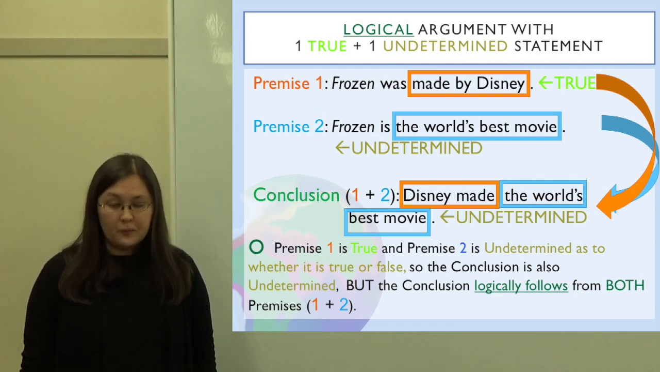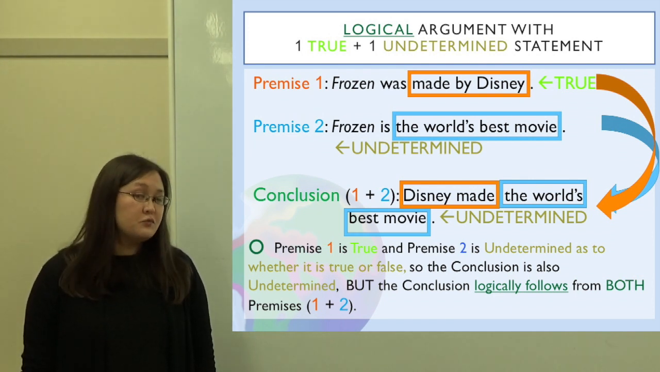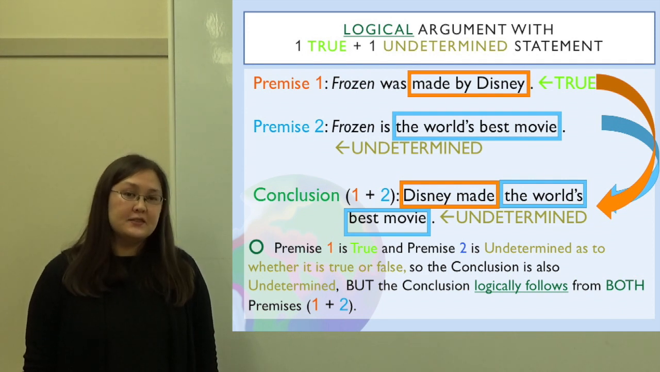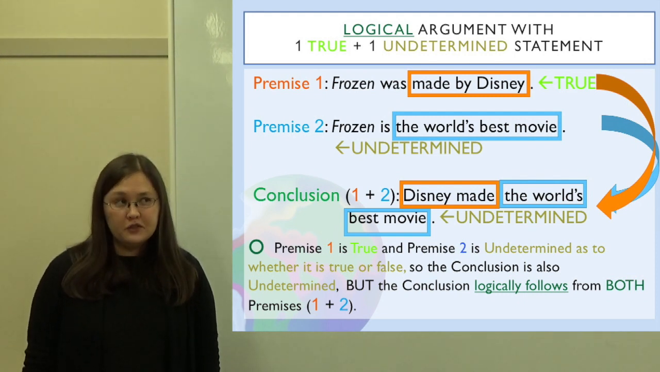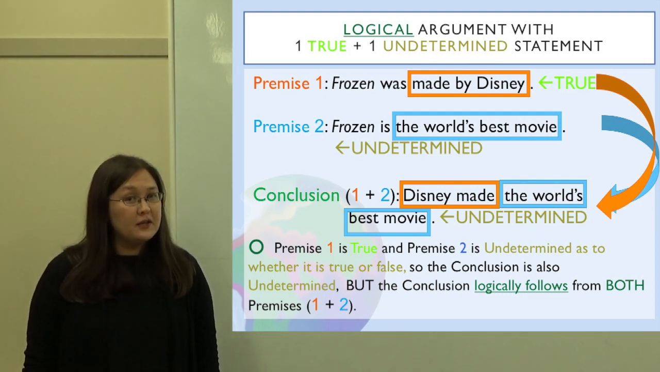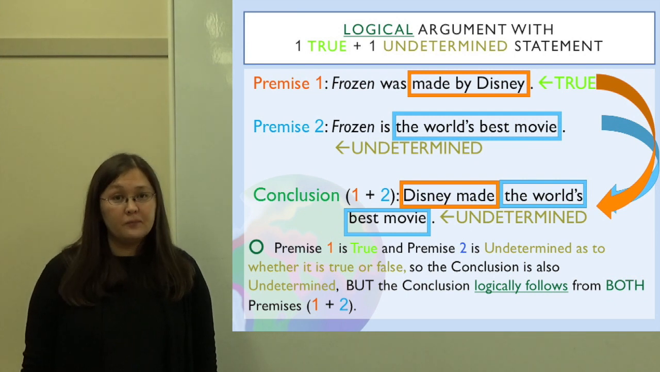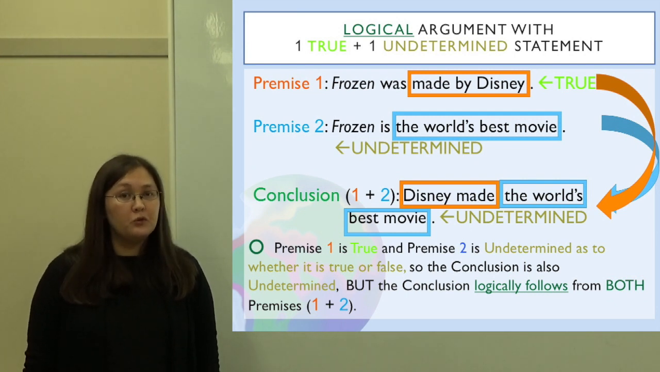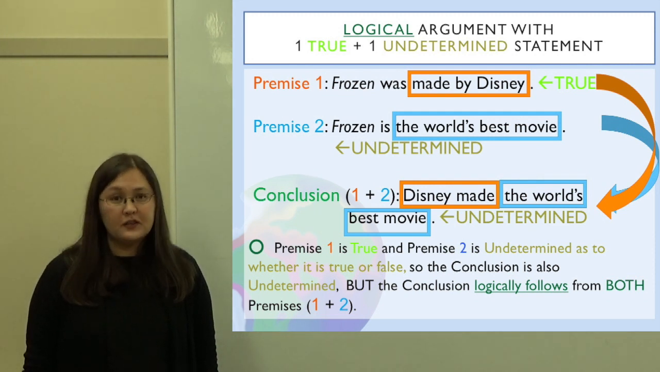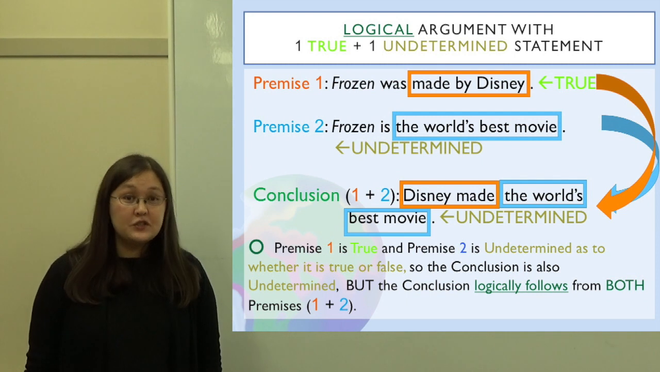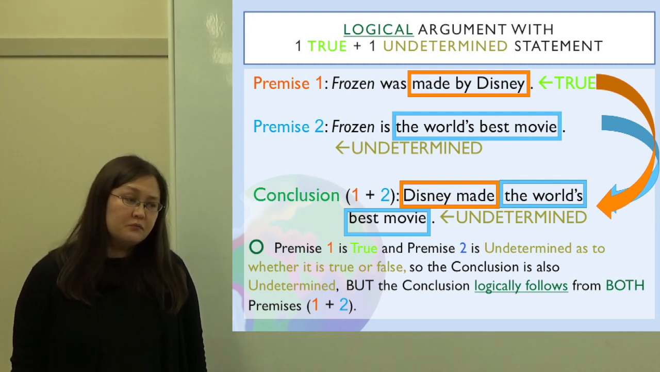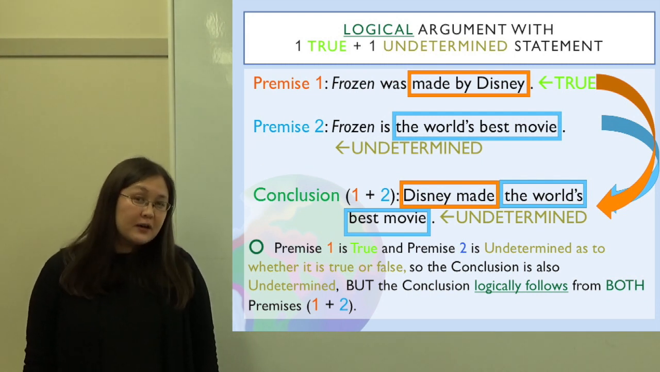So here's an example. Premise 1, Frozen was made by Disney. Yes, this is a fact. Everyone agrees. Premise 2, Frozen is the world's best movie. Well, this is an opinion. Some people will agree. Maybe most people will not agree that it is the best movie in the whole world of all time. So premise 1 is a fact. It's true. Premise 2, it might be true, but it might be false.